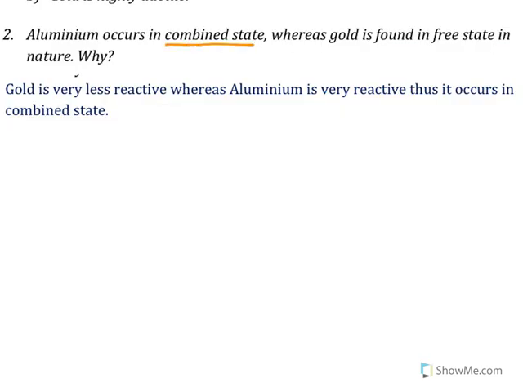Aluminium occurs in combined state, whereas gold is found in free state. And the reason is gold is less reactive, hence it does not combine very easily with other elements. Aluminium is very reactive, so it does not occur in free state, it always occurs in a combined state.